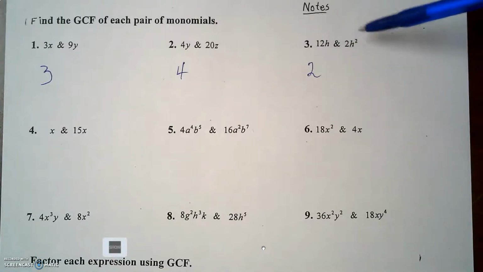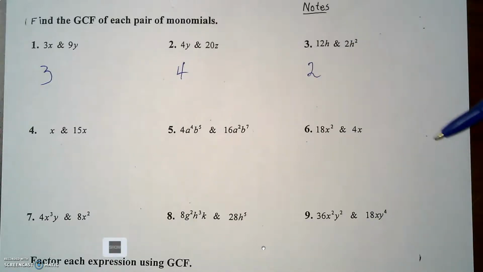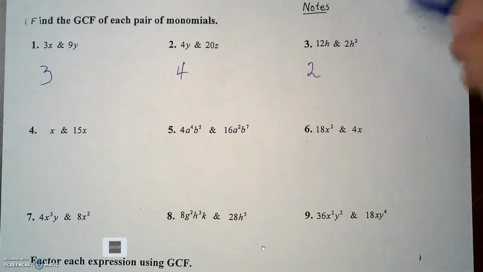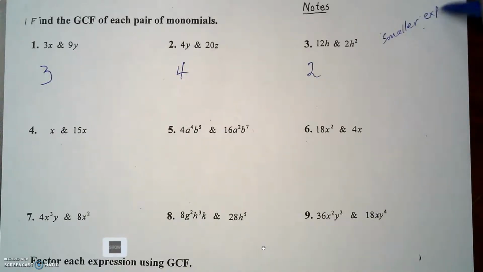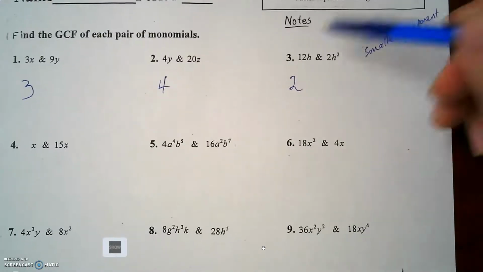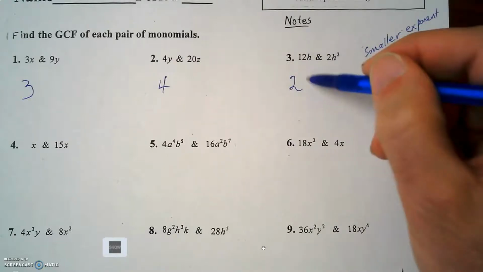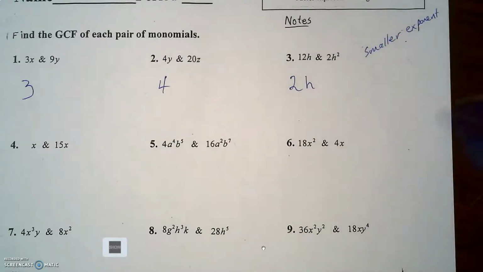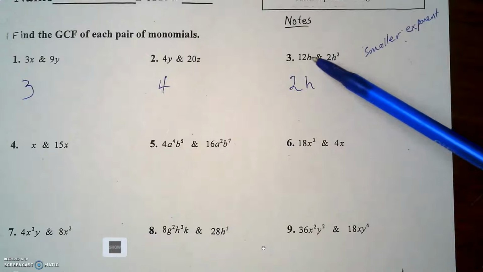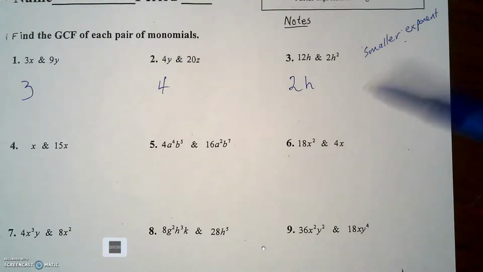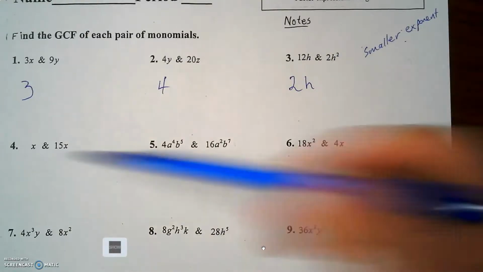Now we have an h and an h squared. So which one do you use? We will always use the smaller exponent. I'm writing this off to the side here. So we have an exponent of 1 and an exponent of 2. We use the smaller exponent. We don't use h squared because h squared cannot go into h. It's too big.